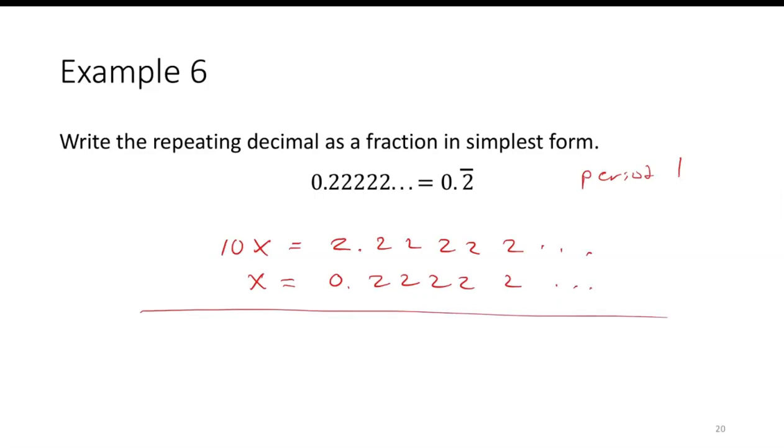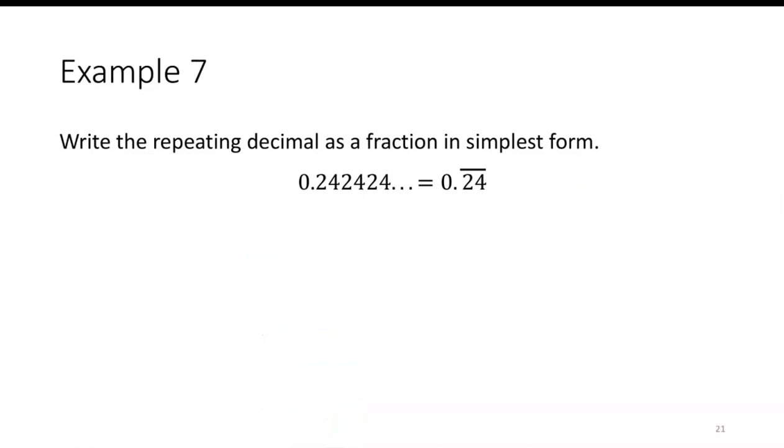And then I subtract. If I have 10 of these and I subtract 1, I'll have 9 of them. On the right-hand side, 2 minus 0 is 2, and then everything after the decimal is going to disappear. And then if I divide, I'll end up with x is 2/9. So this repeating decimal becomes 2/9.